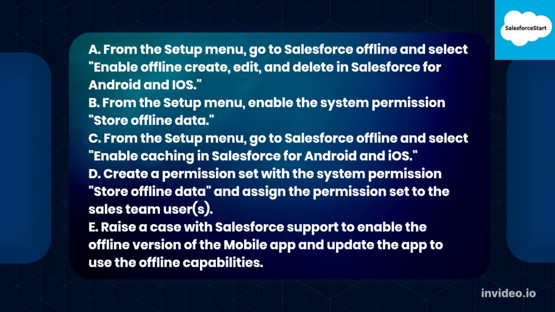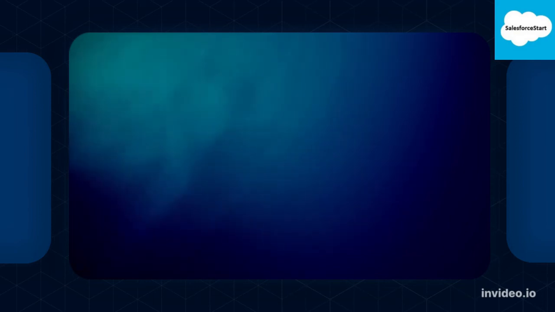A. From the Setup menu, go to Salesforce Offline and select Enable Offline Create, Edit, and Delete in Salesforce for Android and iOS. B. From the Setup menu, enable the system permission Store Offline Data. C. From the Setup menu, go to Salesforce Offline and select Enable Caching in Salesforce for Android and iOS. D. Create a permission set with the system permission Store Offline Data and assign the permission set to the sales team users. E. Raise a case with Salesforce support to enable the offline version of the mobile app and update the app to use the offline capabilities.